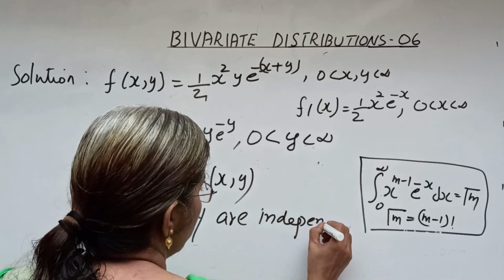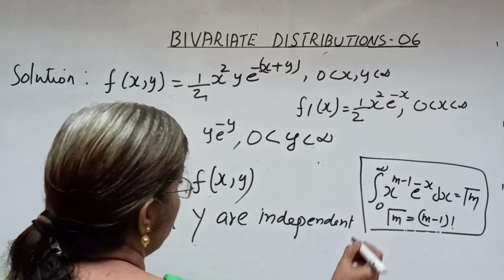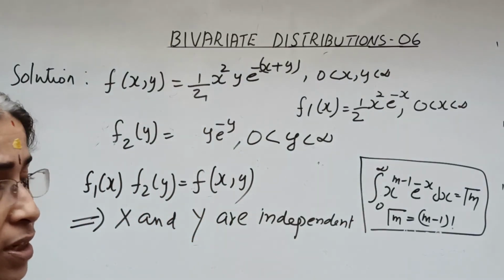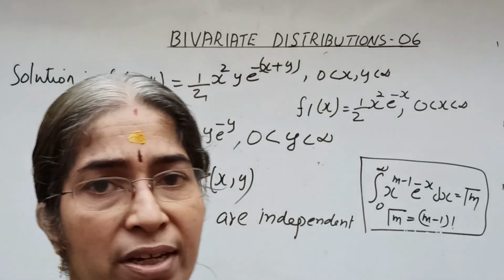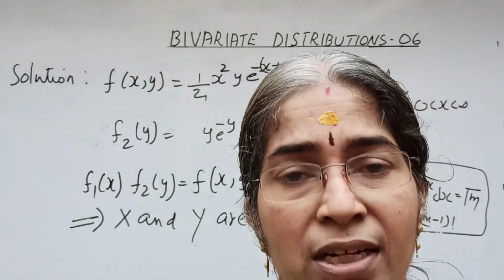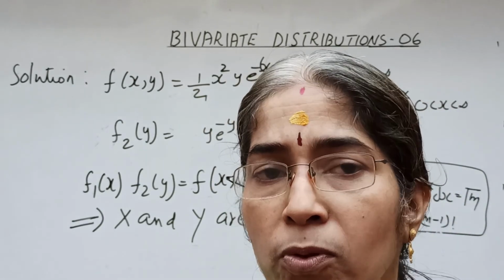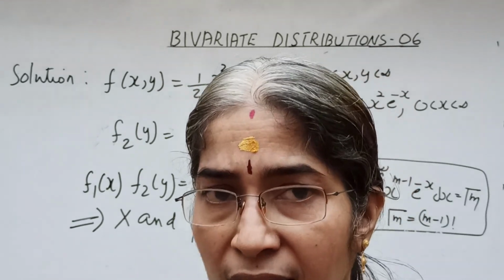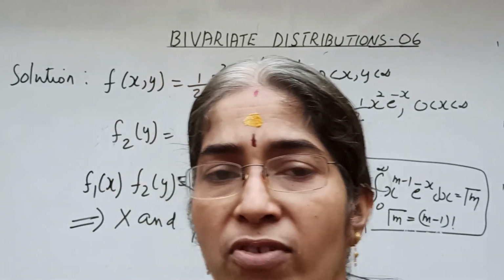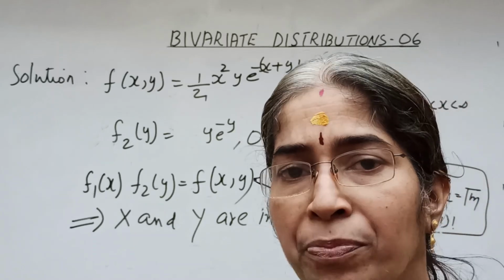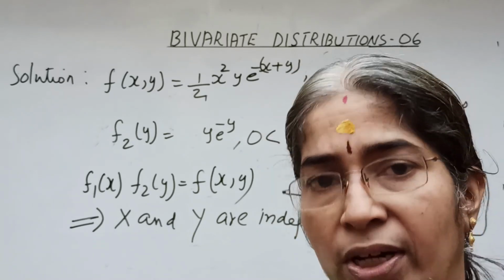So, for the given f of xy, we have obtained the marginal distributions of x and y, and we have proved that x and y are independent, since f1x into f2y equal to f of xy. Okay.